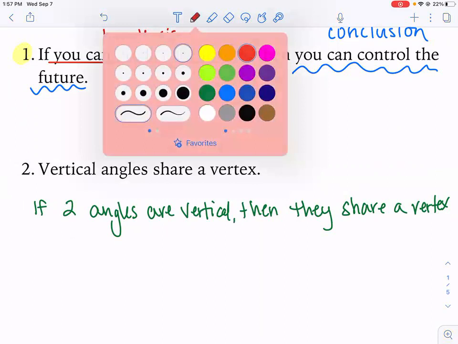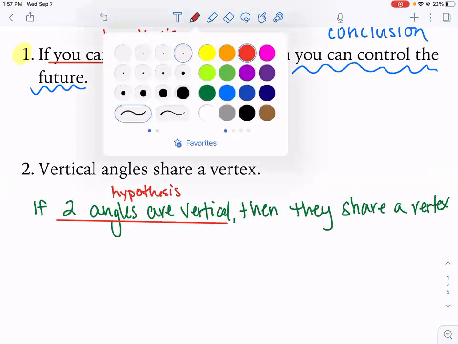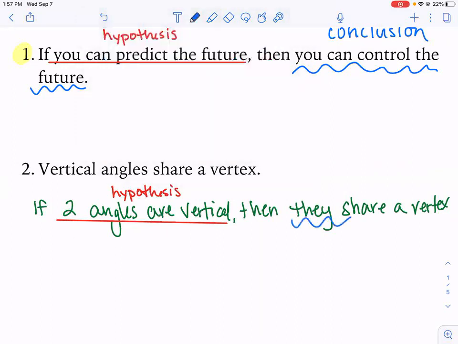Okay, so now let's talk about the hypothesis versus the conclusion. If 2 angles are vertical, that's our hypothesis. Then they share a vertex. That is our conclusion.